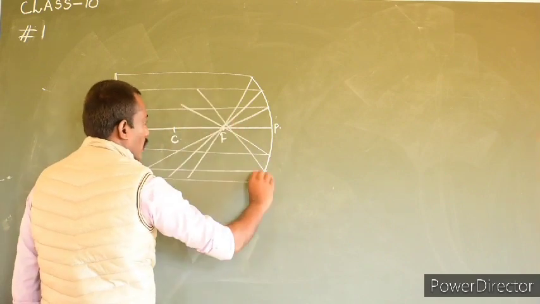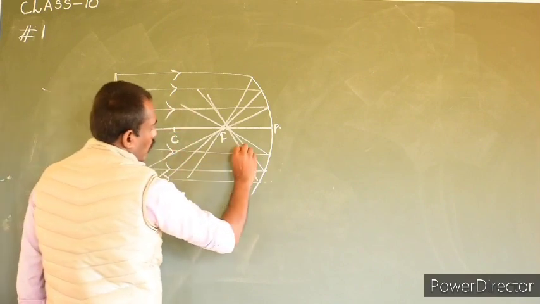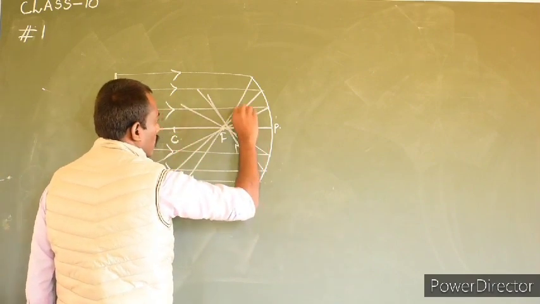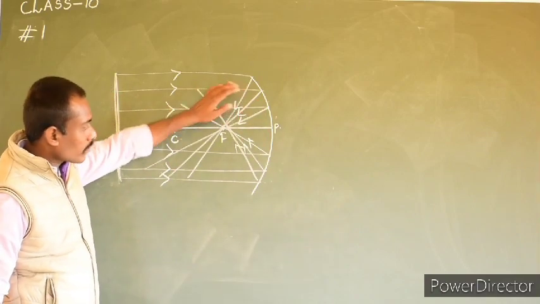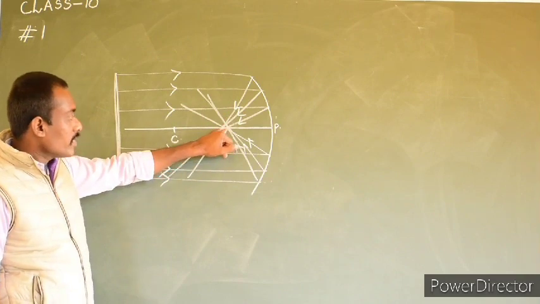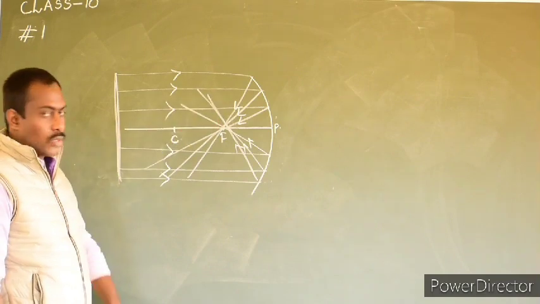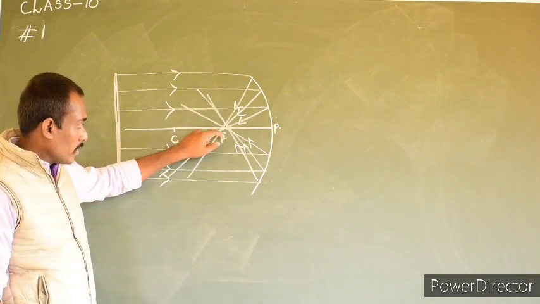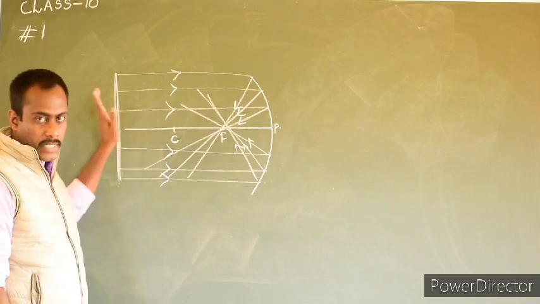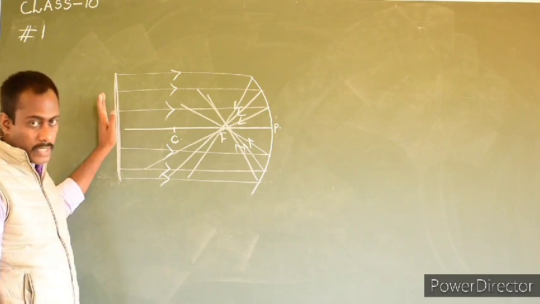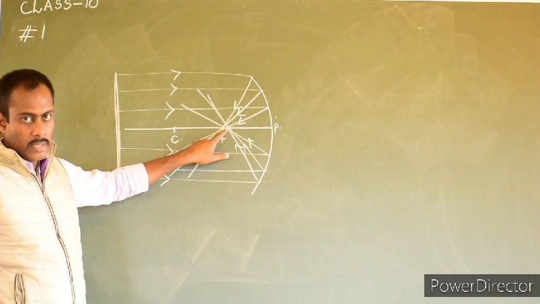like this. So these are the incident rays, and the direction of the reflected rays are like this. So all these rays converge at a point on the principal axis, which is called the principal focus. Since all the rays converge at a point here, the image of the object, no matter how big the object is, will always be a point image.